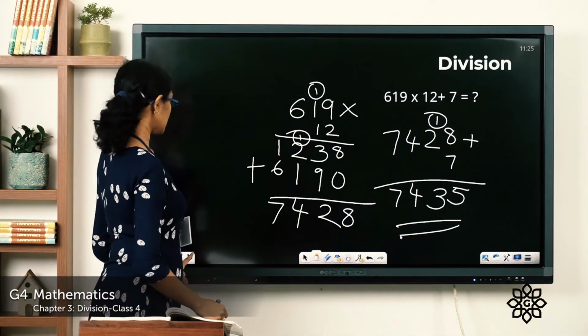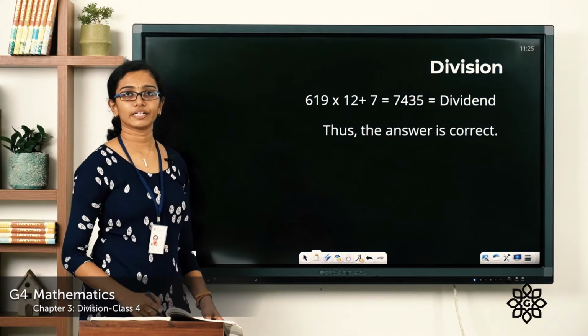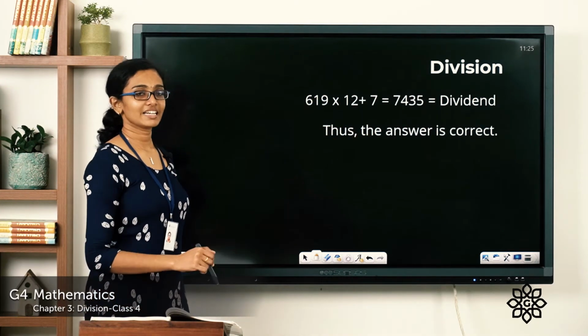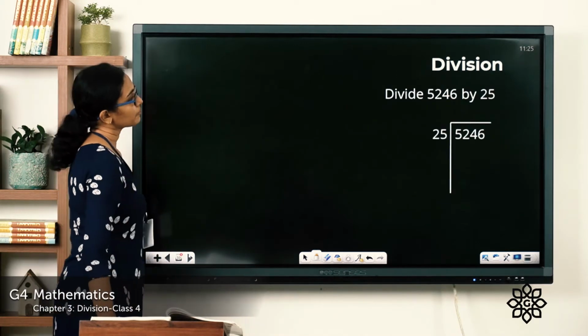We have a number here, 7,435, which is our dividend. So yes, we have done the division correctly. Now let's see one more example.